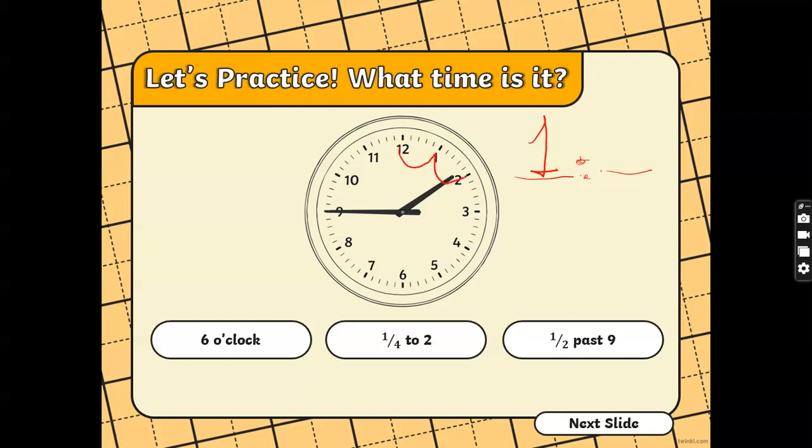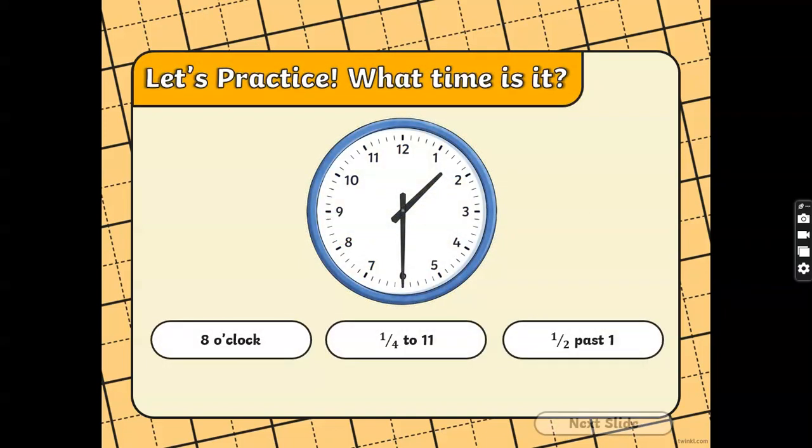5, 10, 15, 20, 25, 30, 35, 40, 45. Excellent. So 45 is the minutes. So the time is 1:45. Or we can say quarter to 2. Excellent.